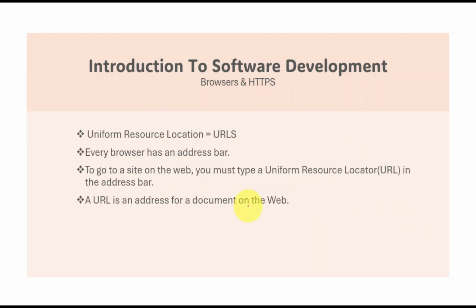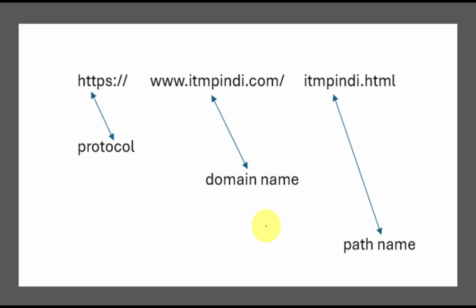We also have something called URL. Every browser has an address bar. To go to a site on the web, you must type a URL. A URL is an address for a document on the web. This one I was talking about, I show you guys on my website. This part, we call protocol.